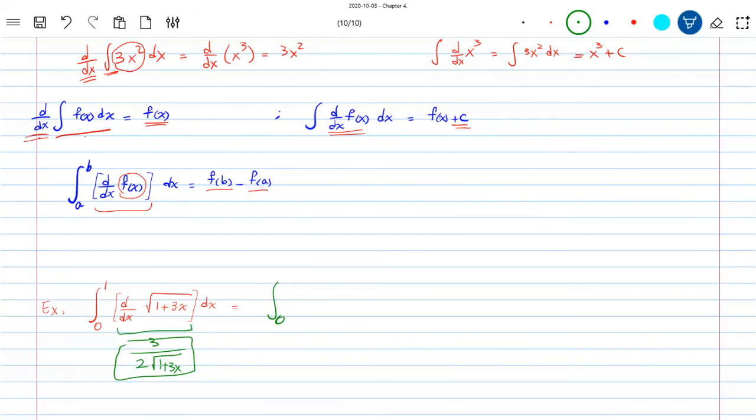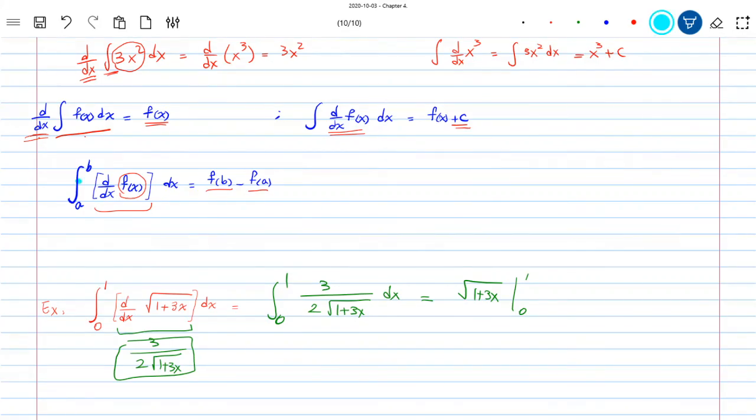So basically you want to find out what is the integral from 0 to 1 of the derivative of square root of 1 plus 3x, which is 3 divided by 2 square root of 1 plus 3x dx. Now what does this integral say? It says find the antiderivative. But what is the antiderivative? It is square root of 1 plus 3x. Because the derivative of square root of 1 plus 3x gave us this guy. So if you want to go backward, we simply get square root of 1 plus 3x. Then evaluate it at the endpoints, 0 to 1.